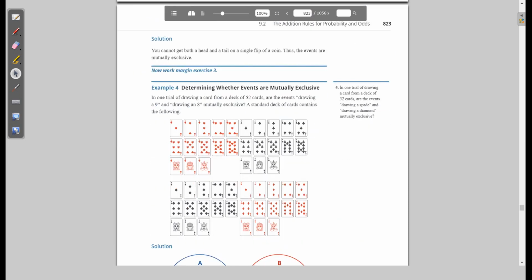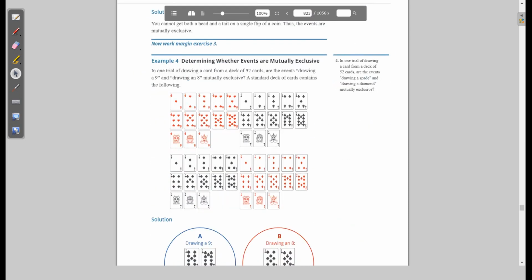I don't think I really need all these cards, but I guess we'll put them in there. Didn't even snip everything. Let's try that again.